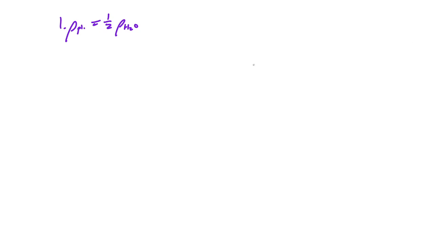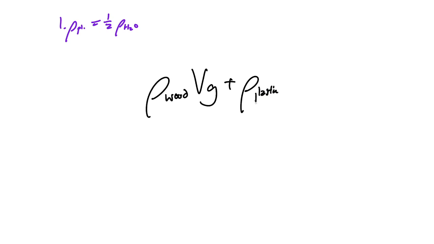If our wooden block is placed in water with a plastic block on top, the wooden block is just fully submerged. So that means that density of wood times volume times gravity plus density of plastic times volume times gravity is going to be equal to density of water times volume times gravity, right? I said that I wouldn't include them, but I'm including them here just for proof.